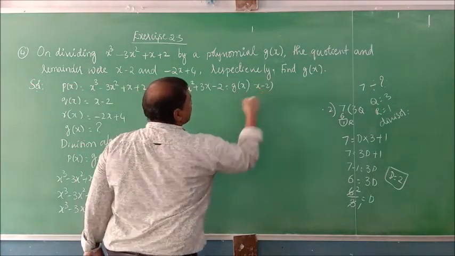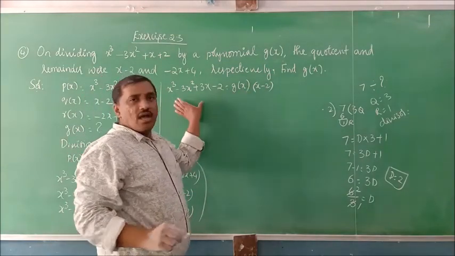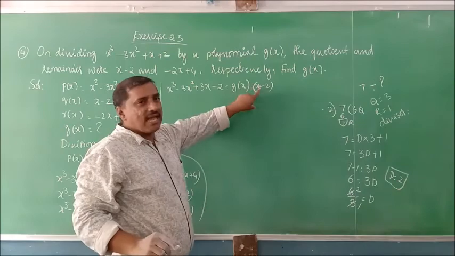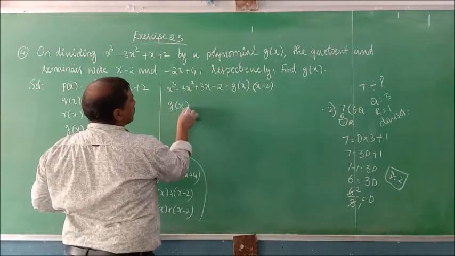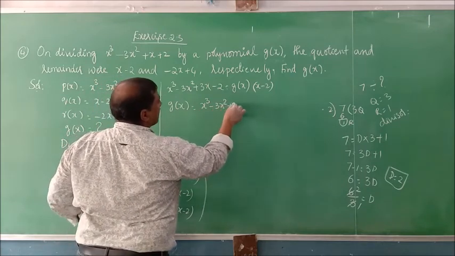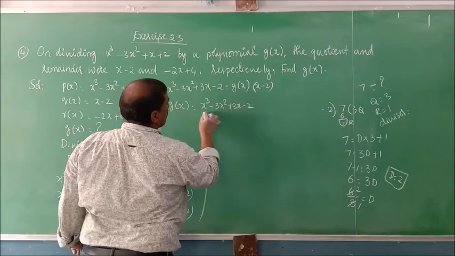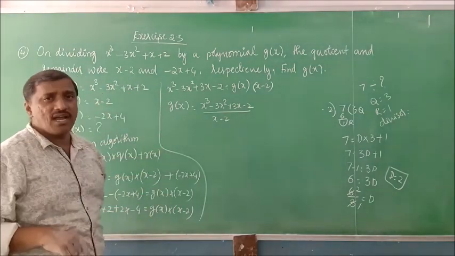X minus 2. Now to find g of x, transpose x minus 2 to the LHS, as it is multiplying, therefore it divides. That is, g of x is equal to x cube minus 3x square plus 3x minus 2 divided by x minus 2. Now we have to do the division.